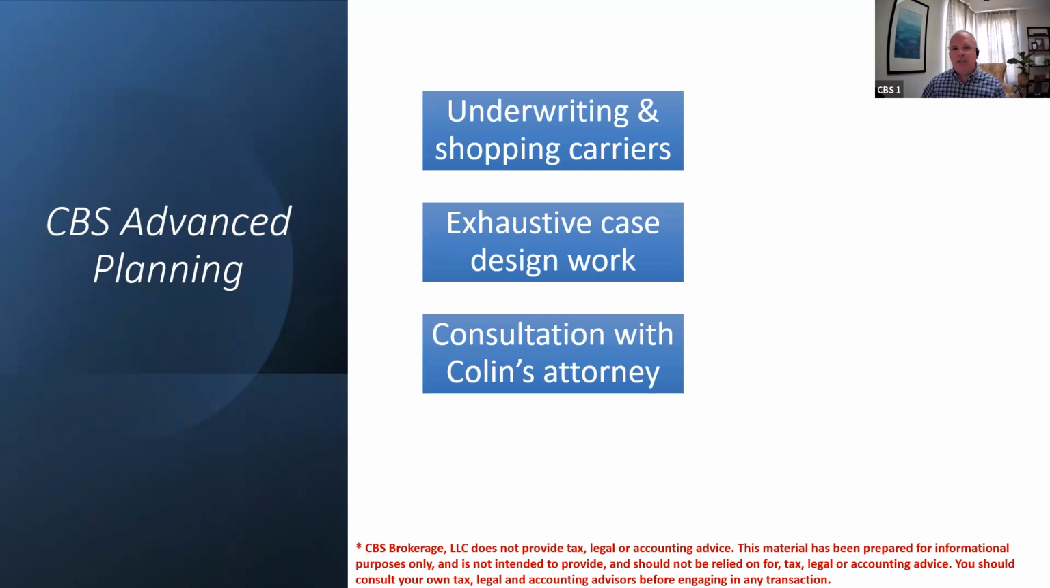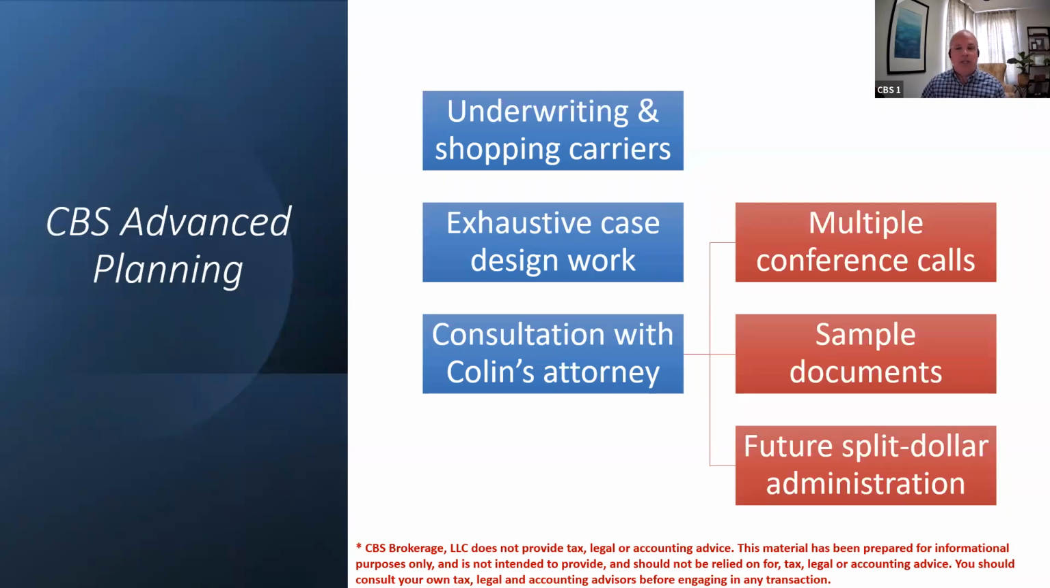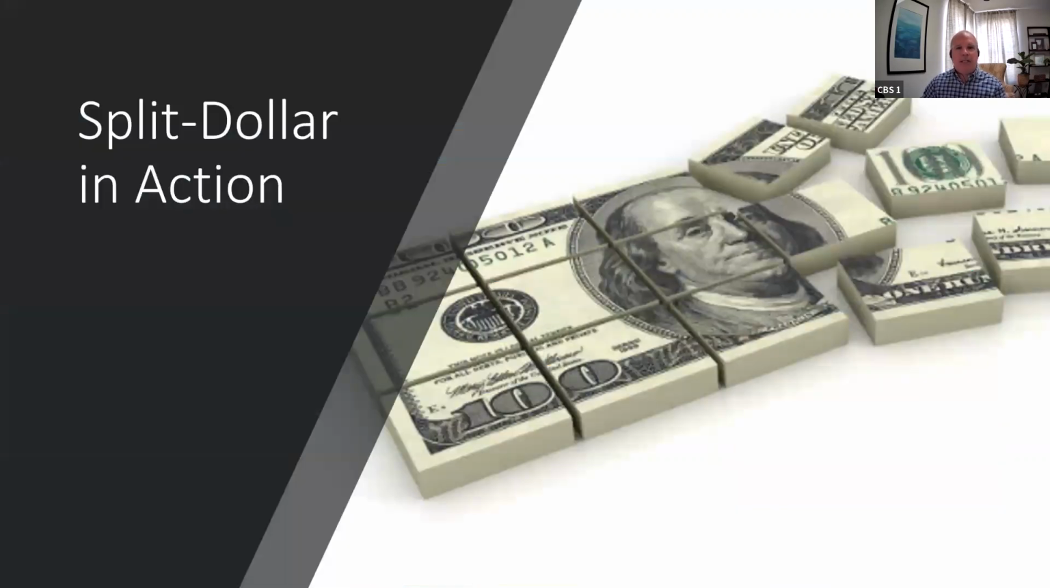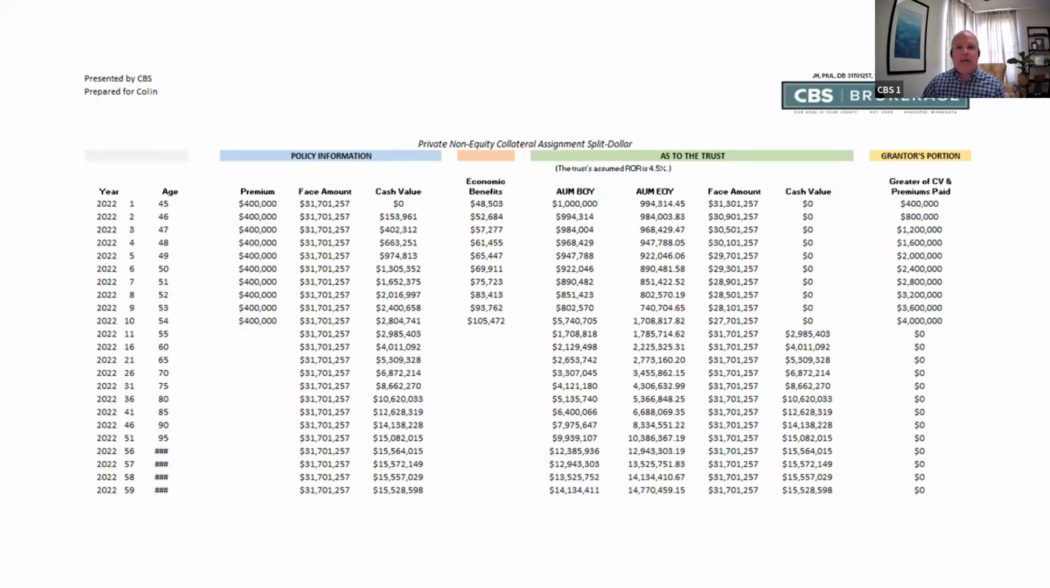Additionally, in a case like this, I'm typically going to do a lot of consultation with the insured's attorney and other professional advisors. It's multiple phone calls, providing sample agreements, and talking about how to administer a split dollar agreement. So once we're that far, let's look at the transaction in action. In this case, we needed a hefty death benefit outside the estate. There was already an existing trust, as I mentioned, and for now, just assume there's $1 million in there. There's actually significantly more.